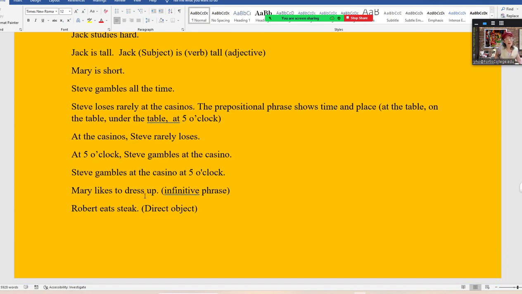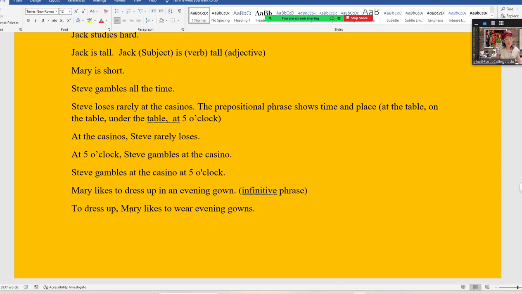Then you can have an infinitive phrase. Mary likes to dress up. To dress is an infinitive. And here, when the infinitive phrase comes at the end of the sentence, you don't need to put a comma. But if I put, to dress up, Mary likes to wear evening gowns. Okay, let's have a better sentence.